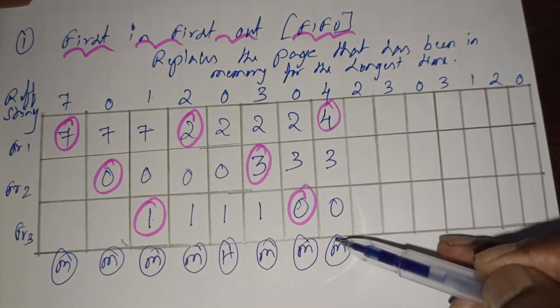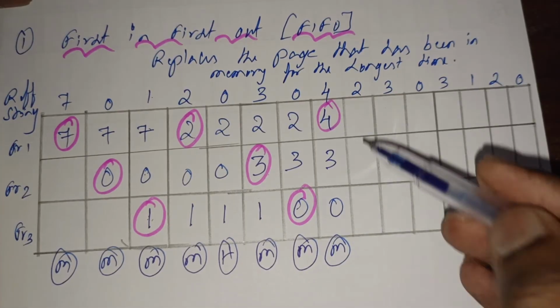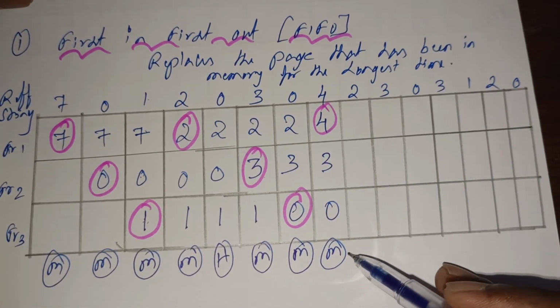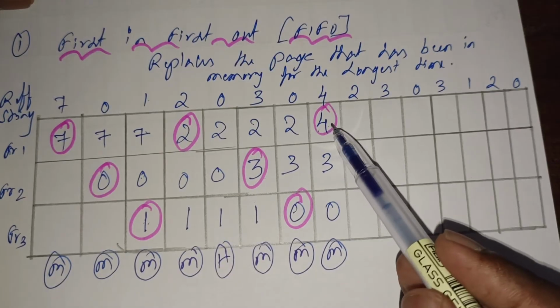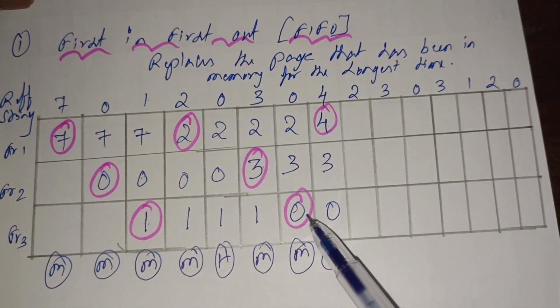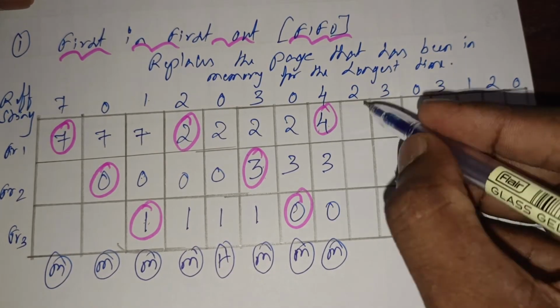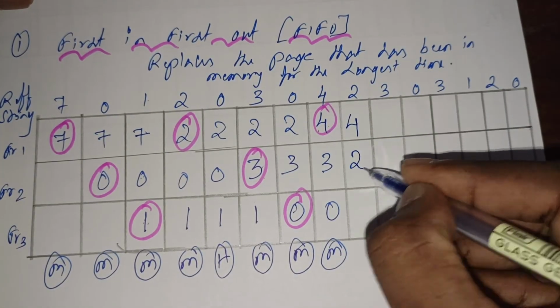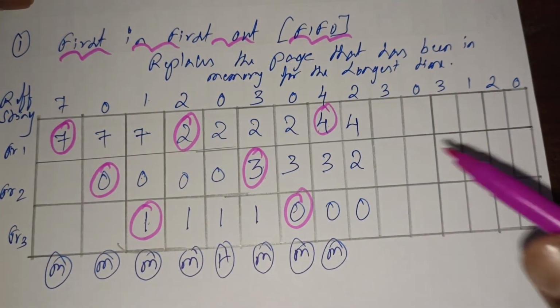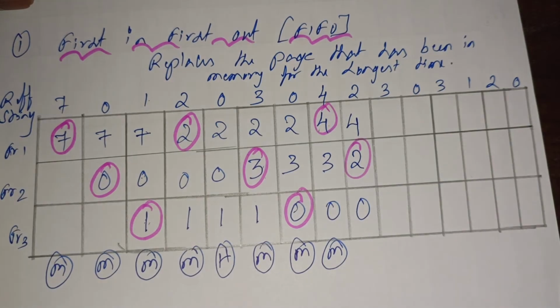Now 2 is called here. 2 is not in this frame, so 2 is actually a miss here. Which frame has to be replaced? 4 has just arrived. 3 is staying here for the longest period of time compared to these 3 frames. So we get 4, 2, 0. Which frame arrived recently? I'm going to mark it.